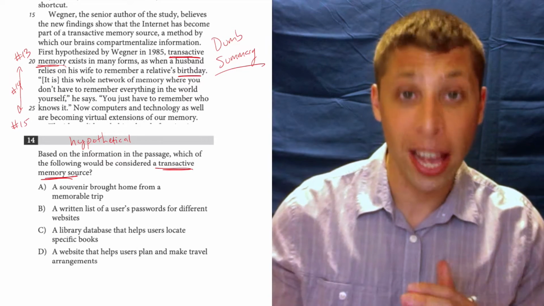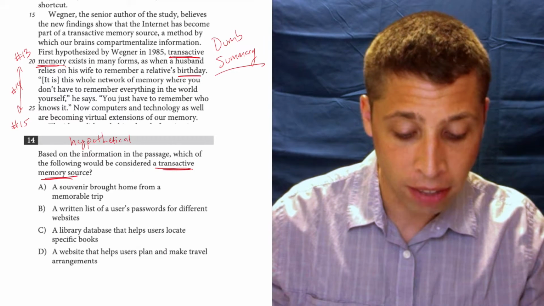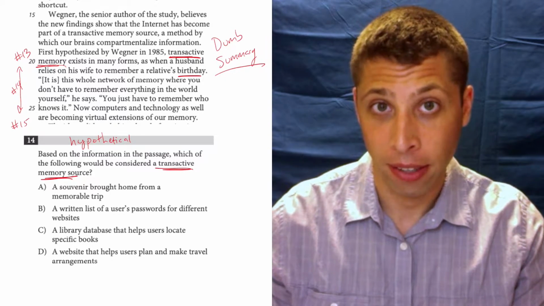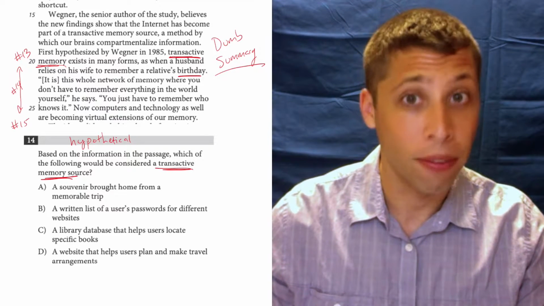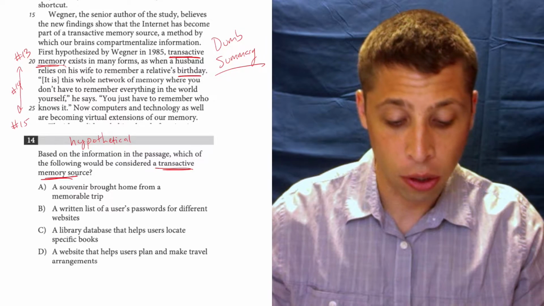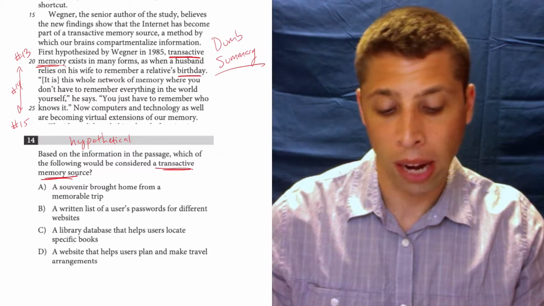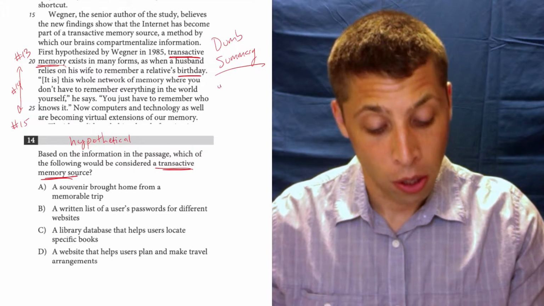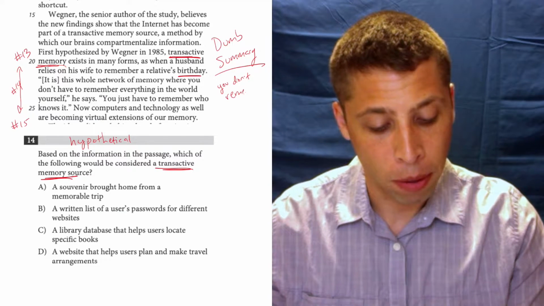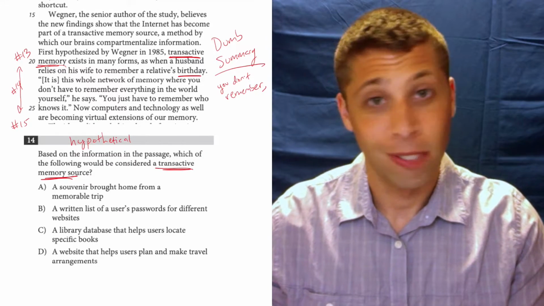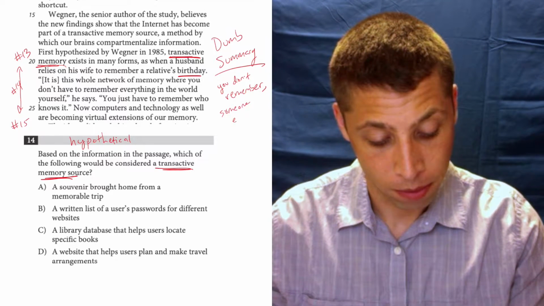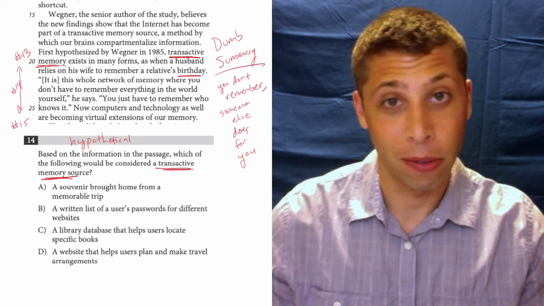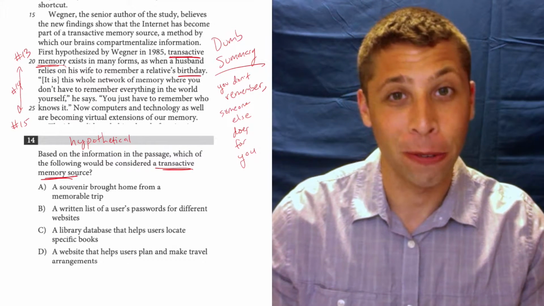So let's try to do that. We already read about the husband's, here it is, the transactive memory source exists in many forms, as when a husband relies on his wife to remember a relative's birthday. So the husband does not remember the birthday, but he knows his wife remembers it. So that's one example. The other that they give us in this quote is, it is this whole network of memory where you don't have to remember everything in the world yourself, he says, you just have to remember who knows it. So, you don't remember, someone else does. And that's a long, dumb summary. I usually like to keep it down to like 2 or 3 words tops, but I don't know how to condense that one. So that's what we're going to go with.